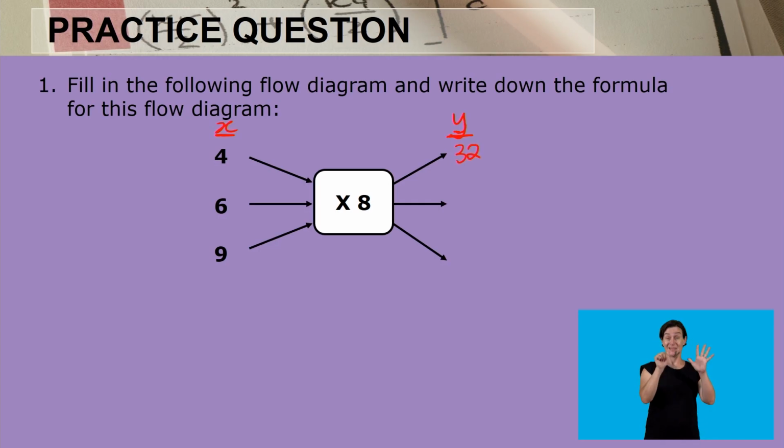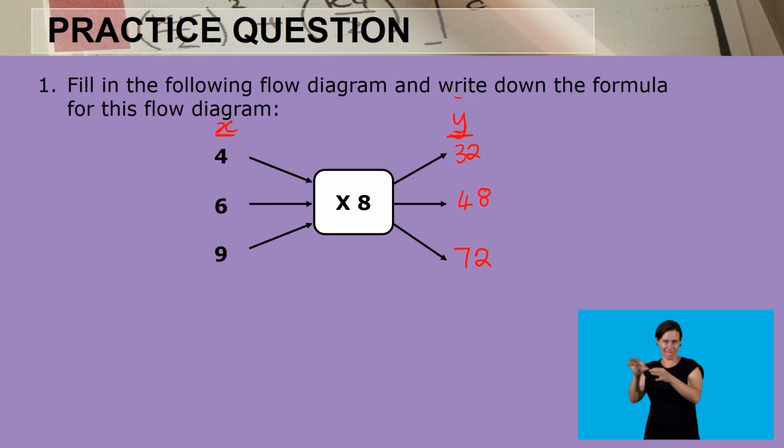What about the next input value there? Now we have been given 6 as an input value. So what do we get when we say 6 multiplied by 8? Yes, we get an answer of 48. And for that last input value, we have 9 multiplied by 8. Yes, that is going to give us 72. So from our input values, we were able to get our output values.